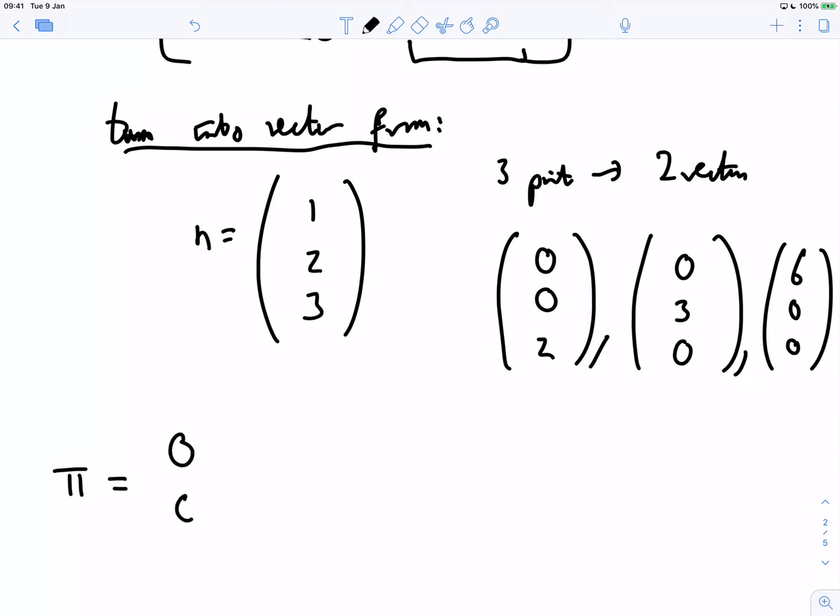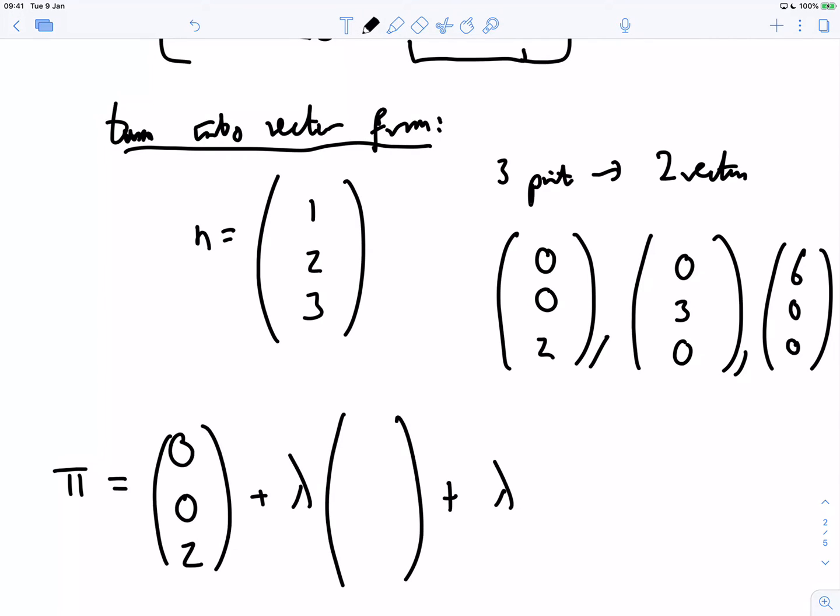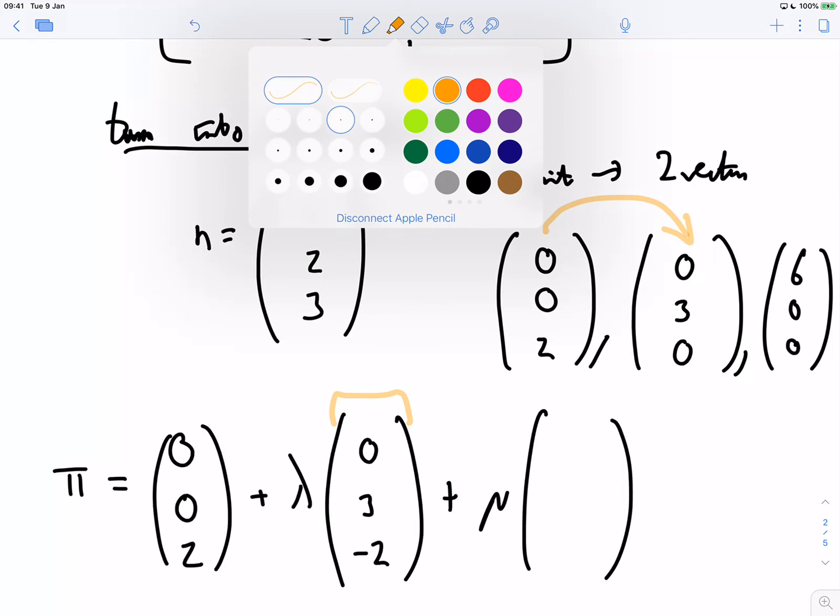Hurrah. Now all you've got to do is say that the pi is just going to be a point on the plane, so 0, 0, 2, plus some arbitrary multiple of one vector, plus some arbitrary multiple, which is a different letter, we'll call it mu, of a different vector. So let's suppose for this first one, I just go from this vector to this vector. How do I do that? 0 to 0 and the x component is 0, 0 to 3 is 3, and 2 to 0 is minus 2. Done.